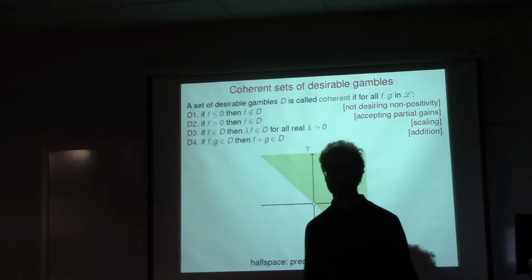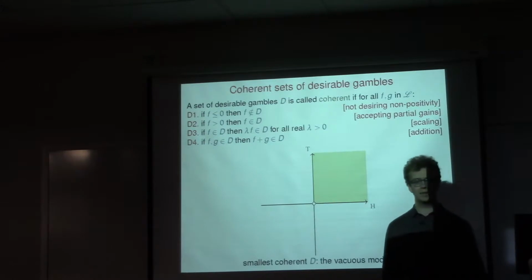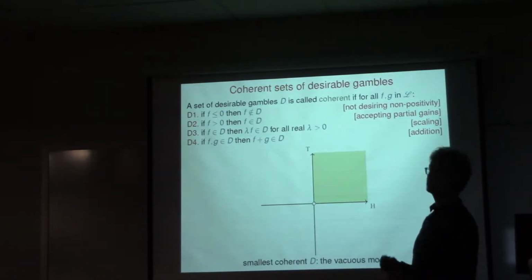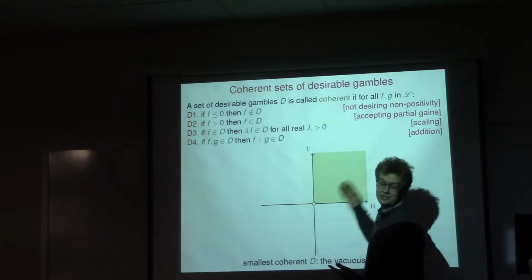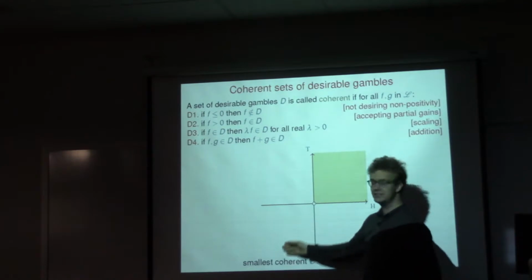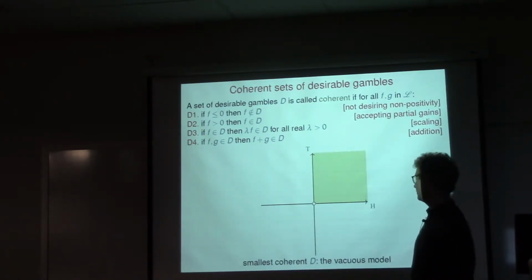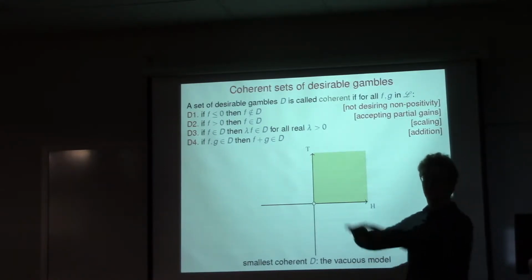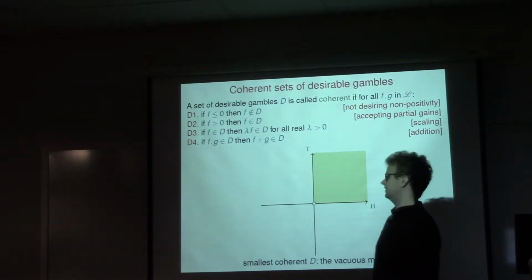Are there also minimal ones? Yes, there's one minimal coherent set of desirable gambles. It's just the positive orthant. Why? Well, the positive orthant is a convex cone that includes the positive orthant and has nothing in common with the negative orthant. So it's a coherent set of desirable gambles and it's the smallest one. We therefore call it the vacuous model, and it corresponds to the set of all mass functions. It's the model if you don't know anything.